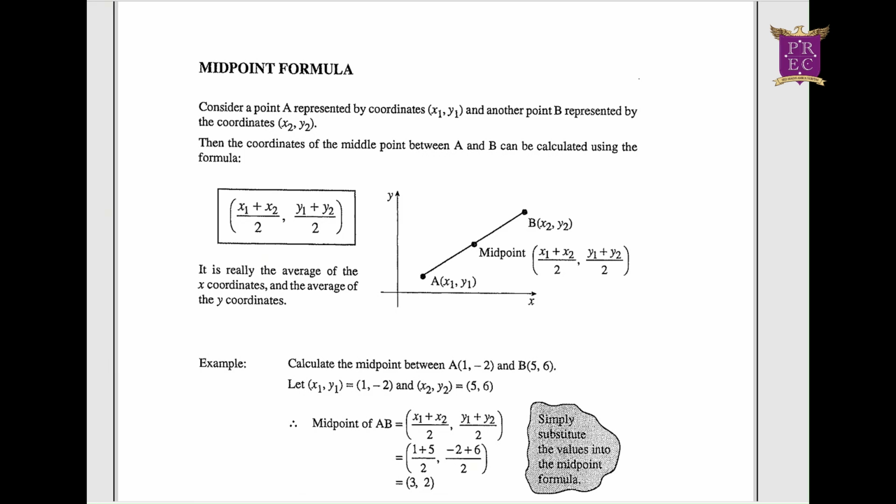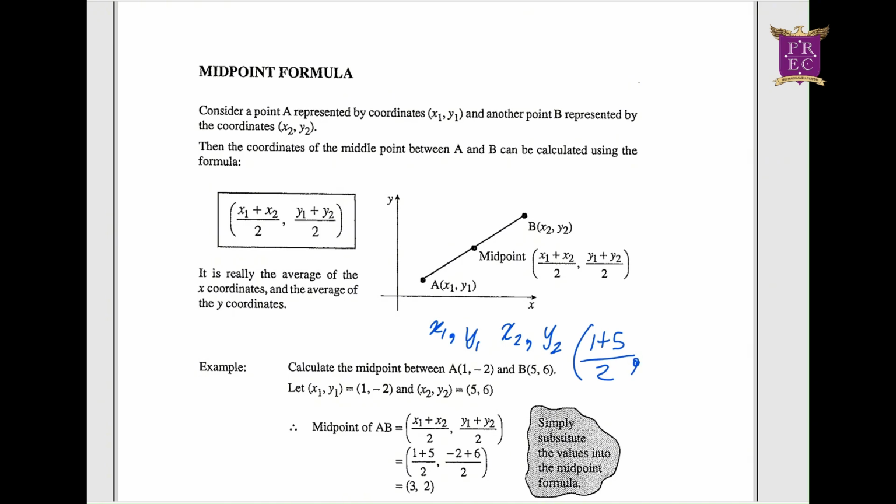We take x1 and y1. Let's do it for this one and see what we get. x1 and y1, and this is x2 and y2. Okay, let's add up these two numbers. What's x1? 1. x2 is 5. 1 plus 5, and we divide it by 2. Okay, what's y1? Negative 2. y2 is 6. Negative 2 plus 6, and we divide it by 2.